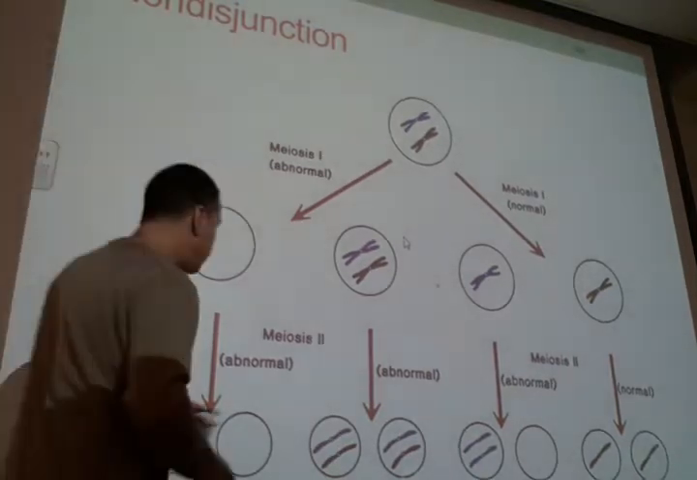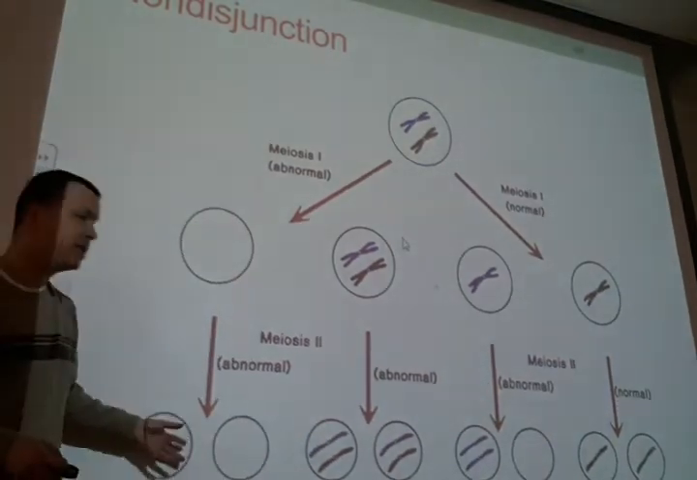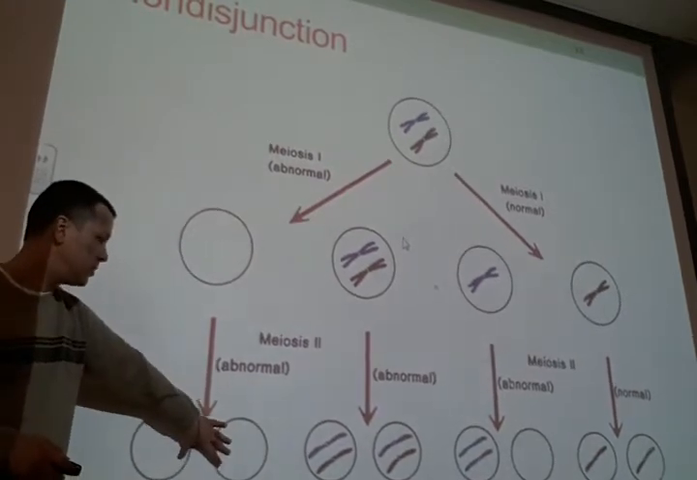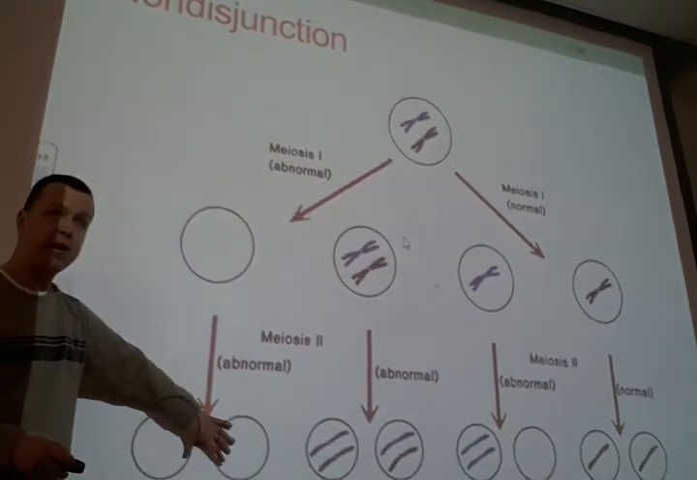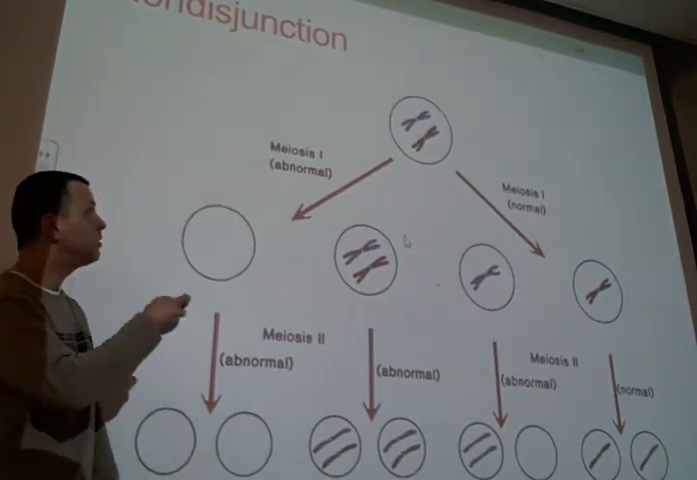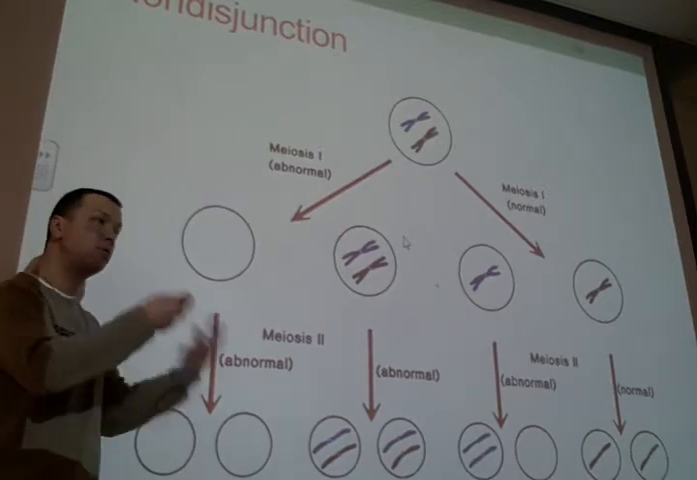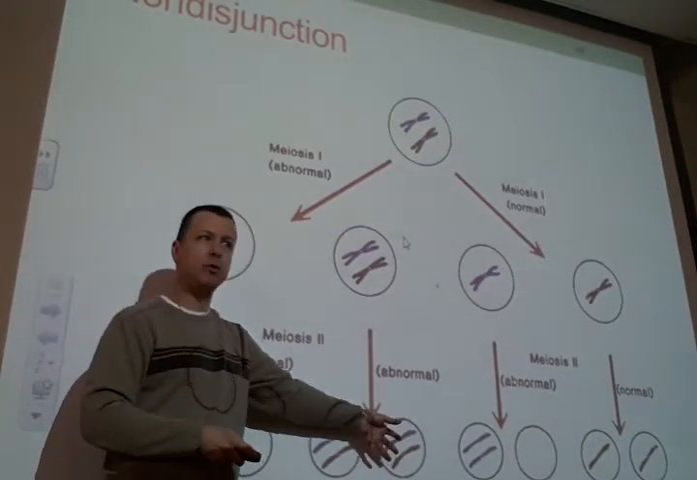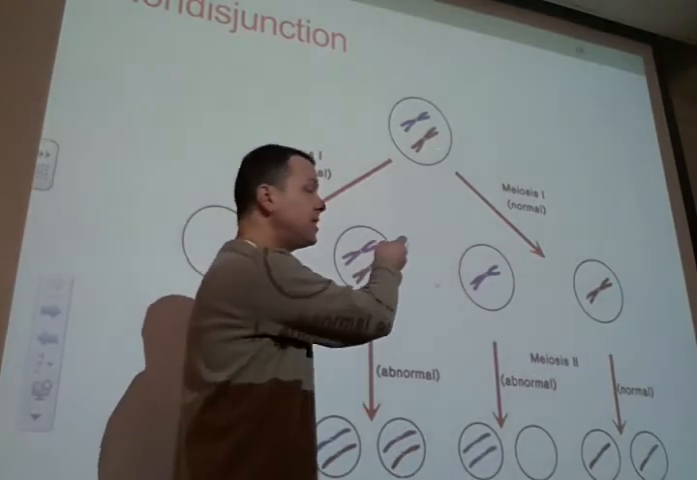That's a problem. All of these eggs, in this example, or sperm if it were sperm, are abnormal. These don't have any copy of that chromosome. These have 2 copies of that chromosome. So the earlier the non-disjunction happens, the worse it is. So when it happens at meiosis 1, all of your gametes are abnormal. But it doesn't have to happen early.